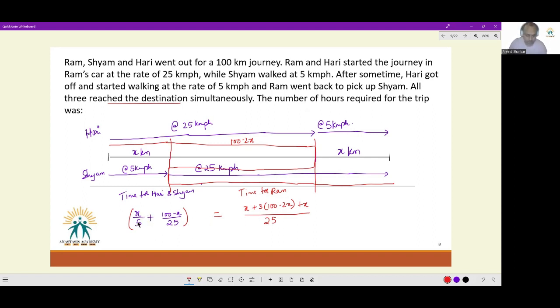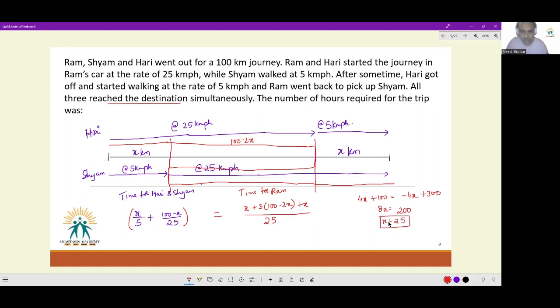First thing I can make is this. I will turn this to 5x by 25. So 5x plus 100 minus x. That is 4x plus 100 is equal to 2x minus x. So minus 4x plus 300, or 8x is equal to 200, or x is equal to 25.